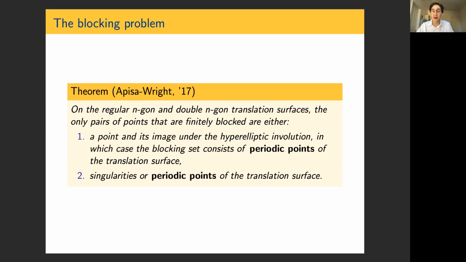Now, I haven't defined what these periodic points are, but they're very special points associated to a translation surface. And it's precisely finding out what the periodic points are that is the missing step towards solving the problem of finite blocking. This is what Chris and I worked on over the summer.